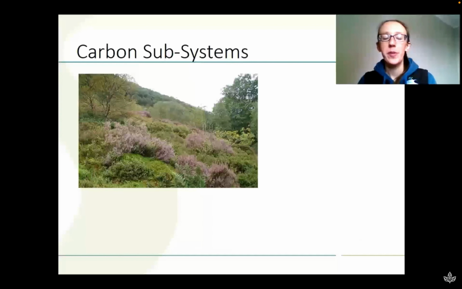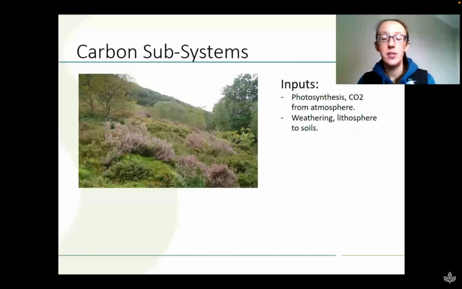So hopefully you've come up with some inputs, outputs and some stores. There'll be more than what I go through here, but some of them you might have come up with. Add them to your list if you don't have them already. So photosynthesis is bringing carbon dioxide from the atmosphere. Weathering is removing carbon from the lithosphere and moving it into the soils. Some of the stores we might have within vegetation, within animals, within soils, and decomposing matter as well.